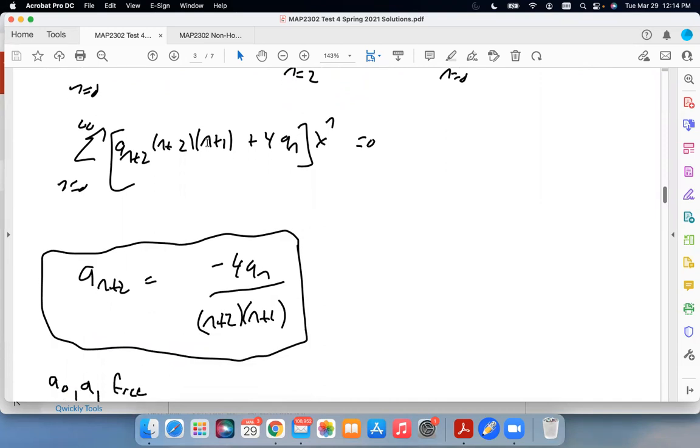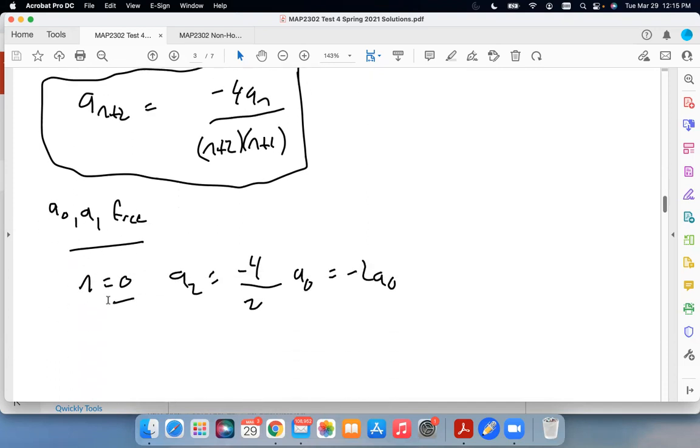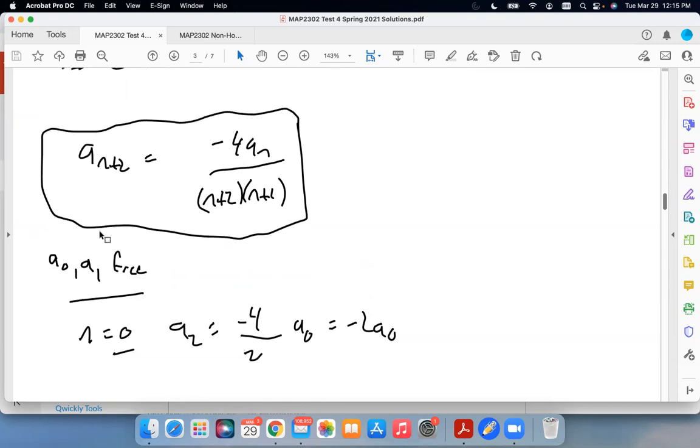The only way this can equal 0 for every value of x is if every coefficient is 0. So that means this expression here in the brackets must be 0, which gives us our recursive formula for a_{n+2}. Okay, so a0 and a1, since it's a second order, the first two are free. They won't be determined by the recursive formula. If I had a fourth order, I would have 4 free coefficients.